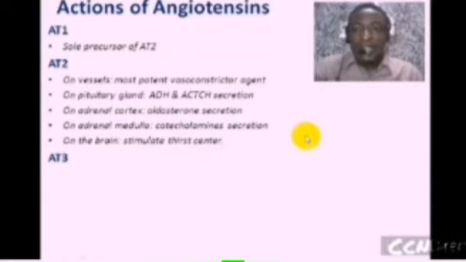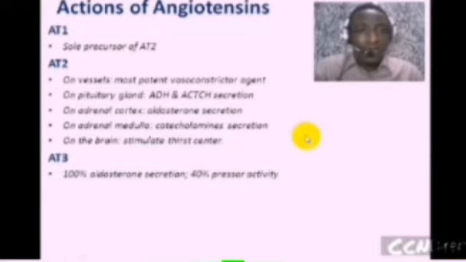Alright? Good. Angiotensin 3 has 100% aldosterone secretion and 40% pressor activity. When I say pressor activity, we are talking of constriction of blood vessels. So this angiotensin 3, its function is to cause secretion of aldosterone, and it also causes vasoconstriction of blood vessels. So on the slide, you can see that there are 3 types of angiotensins: angiotensin 1, angiotensin 2, and angiotensin 3. These three compounds have their various physiologic roles in the body. So you must note all of that.